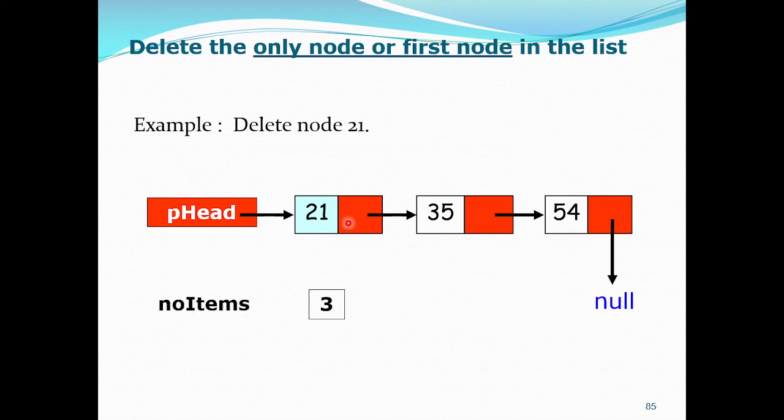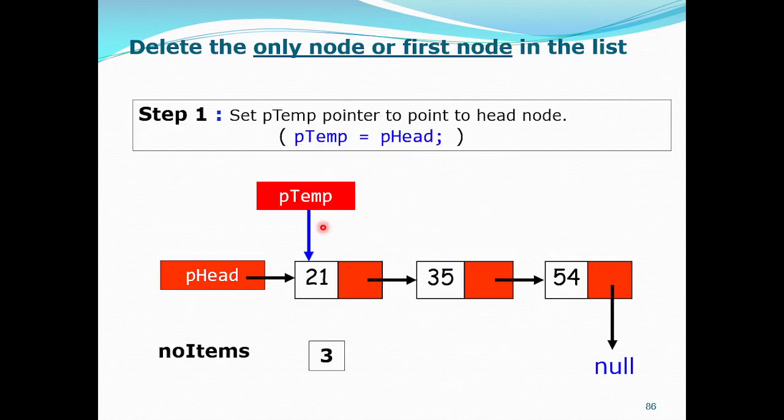Let's say we want to delete the only node or first node. That means you want to delete the first node in the list, 21. So head pointer points to 21, 21 points to 35, 35 points to 54, 54 points to null. There are 3 items here, 1, 2, 3, 3 nodes. Okay. Now you want to delete this.